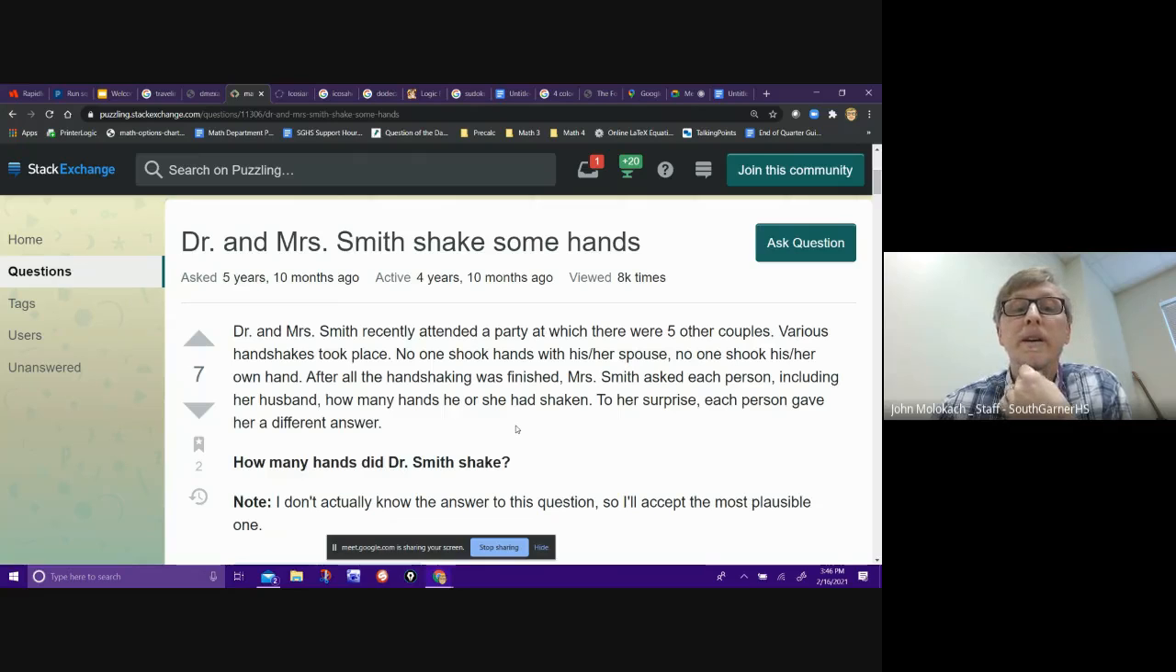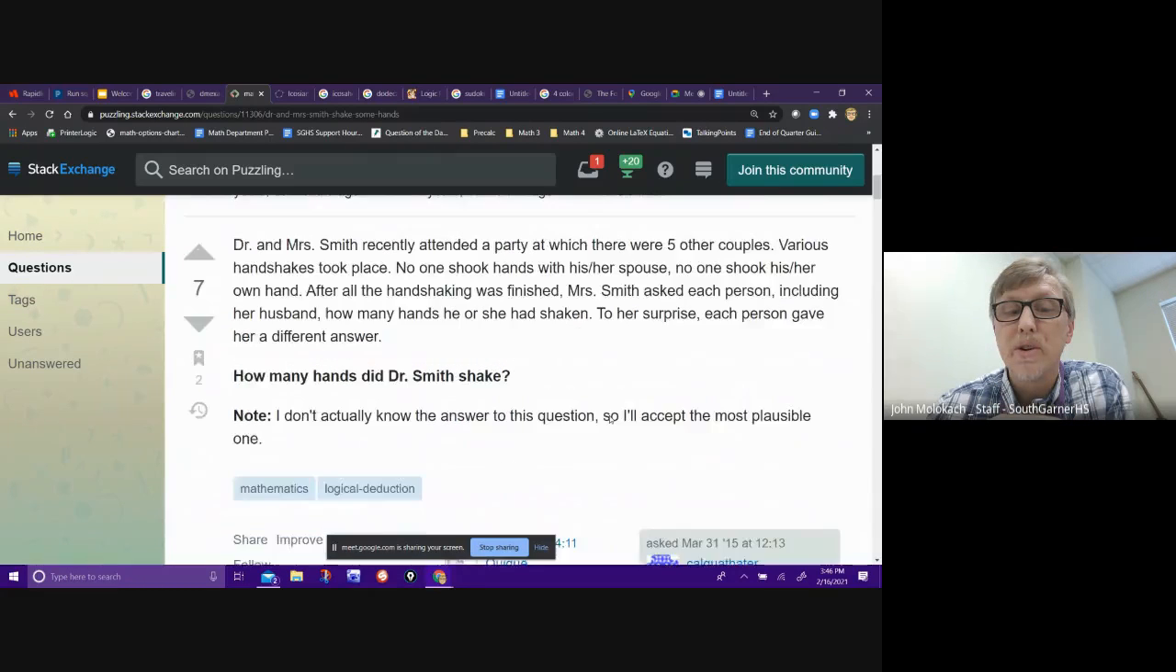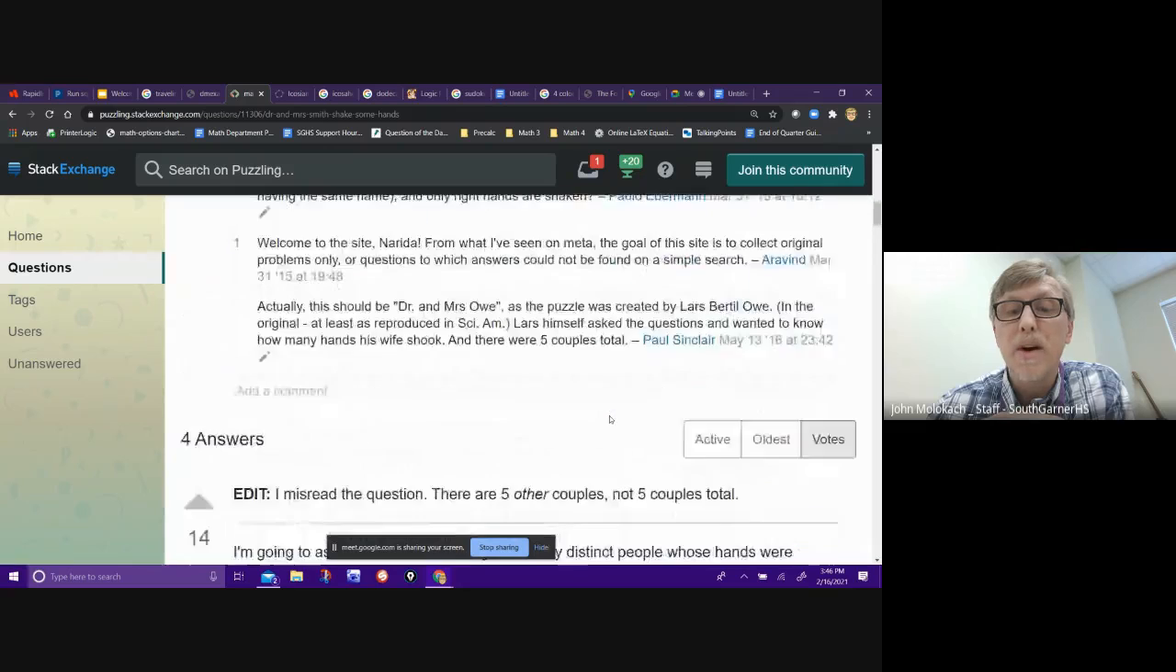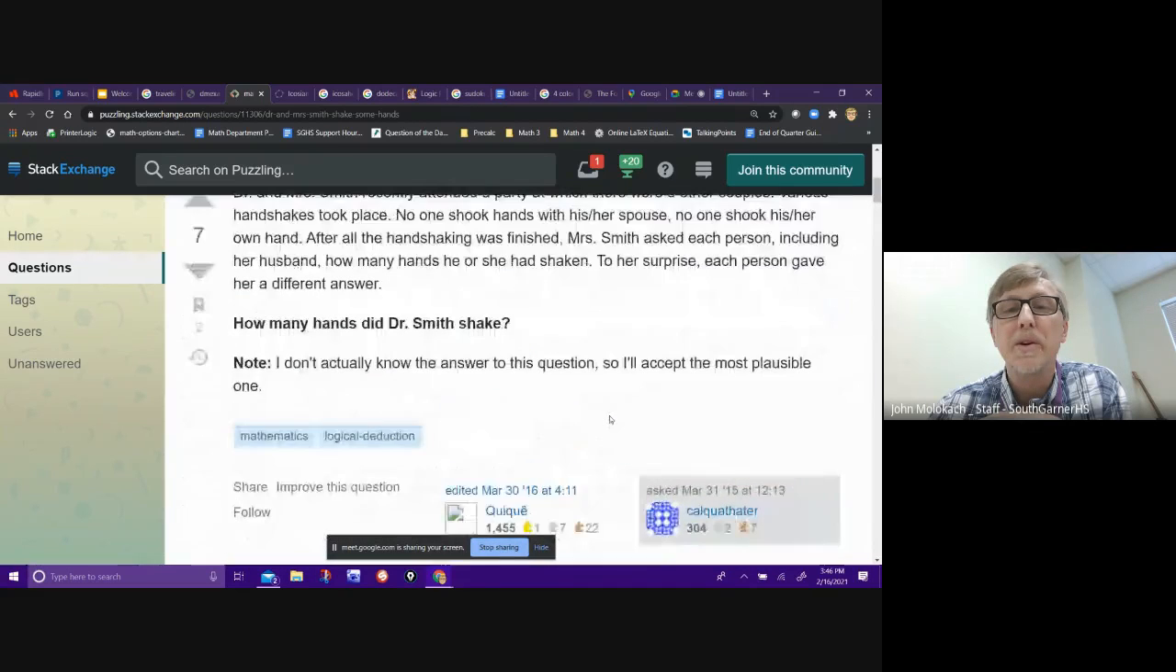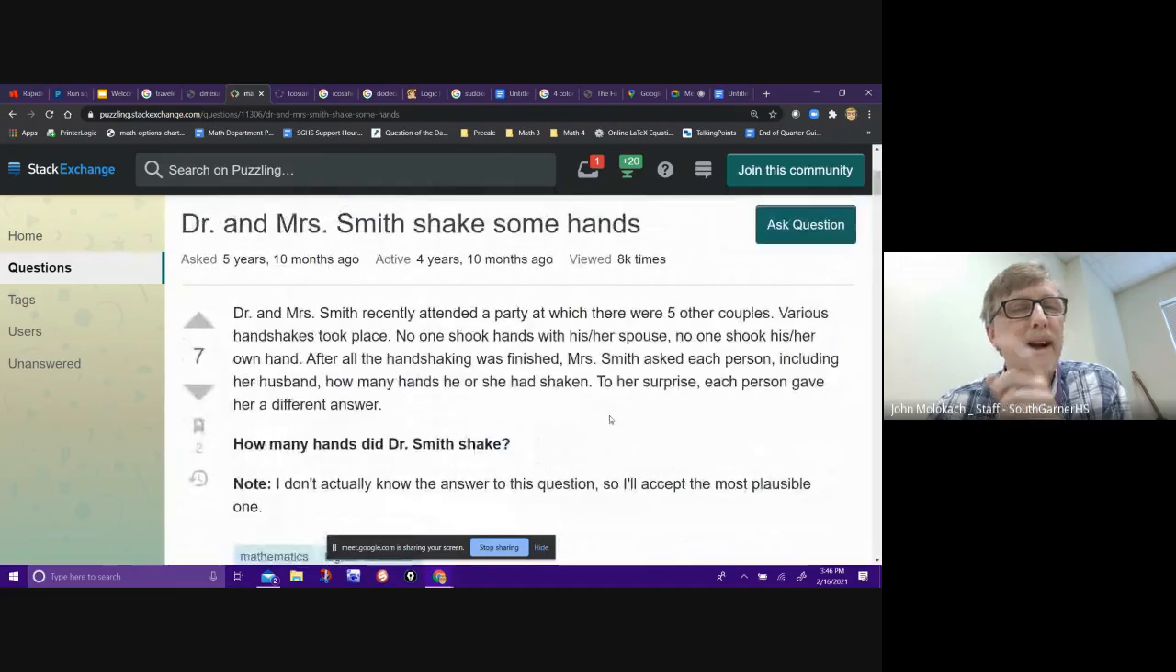After all the handshaking was finished, Mrs. Smith asked each person, including her husband, how many hands he or she had shaken. To her surprise, each person gave her a different answer. How many hands did Dr. Smith shake? You might be surprised to know that the answer is only 5. 5 hands. If you want to know exactly how it's figured out, I'll leave the link in the description.